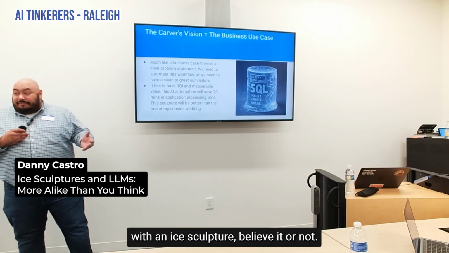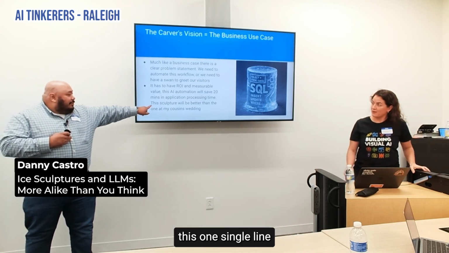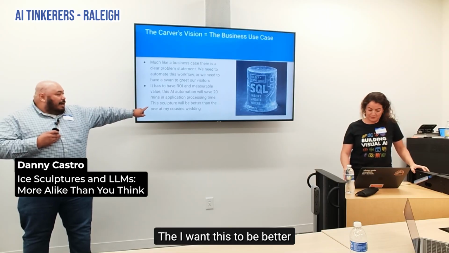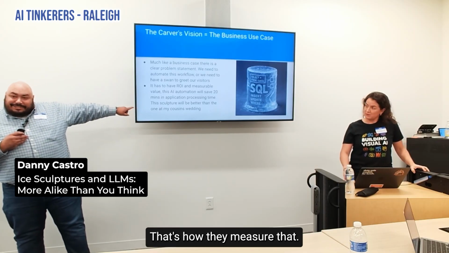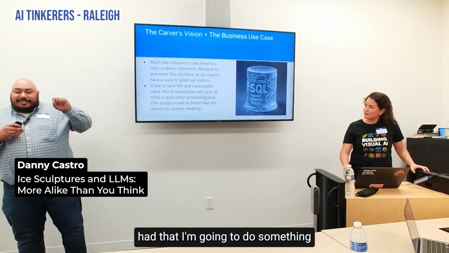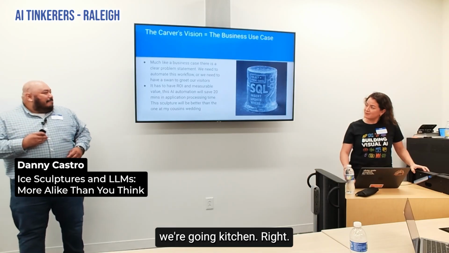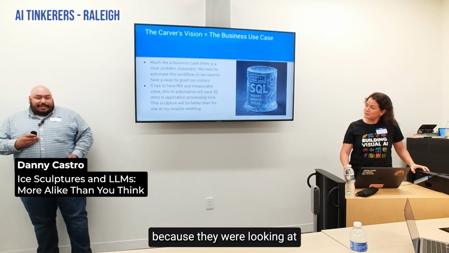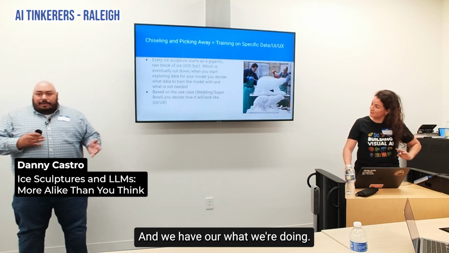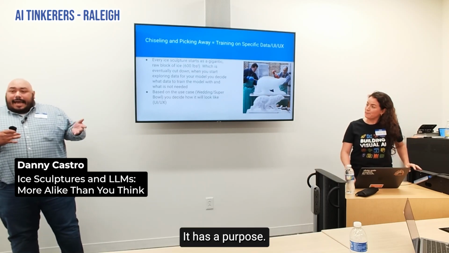The same thing happens with an ice sculpture, believe it or not. And funny enough, this one single line is what makes a lot of money in the ice sculpture world: I want this to be better than my cousin's wedding. That's how they measure that. Sometimes at the ice sculpture, it's like, oh, Susie's wedding had that, I'm going to do something bigger and better. And at the ice house, we're going ka-ching, right? But they had a way of measuring that because they were looking at it going, oh, I want this bigger, better thing. And with what we're doing, we have business use cases. We're measuring what we're doing. It has a purpose.